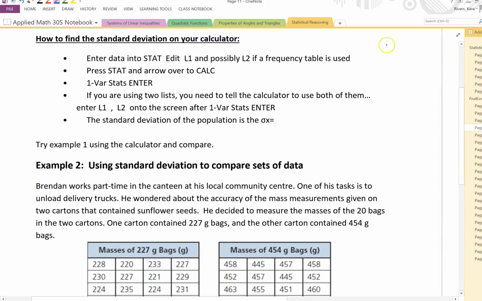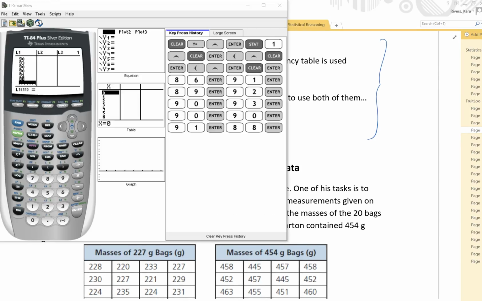Up here we've got the information on how to find the standard deviation in your graphing calculators. So that means we're going to be putting in data, and then we're going to look at the list. We'll go through that together. Now it says try example 1 using the calculator and compare. Let's go ahead and do that. I've put all of my data into list 1. It's nice to do this with the calculator for the first time with data that we already know the answer to, just to make sure that we're doing this right.